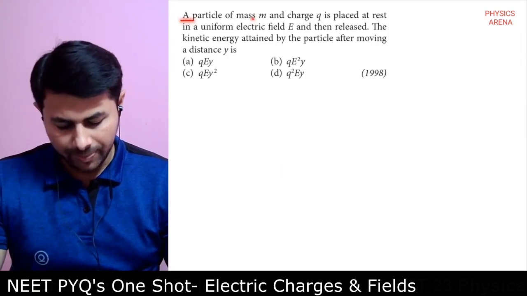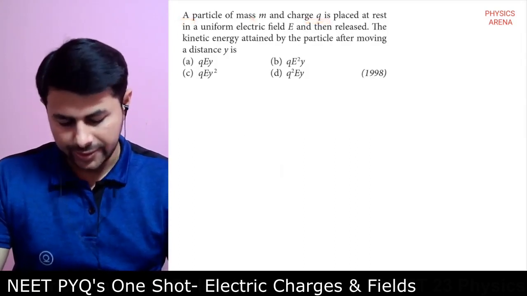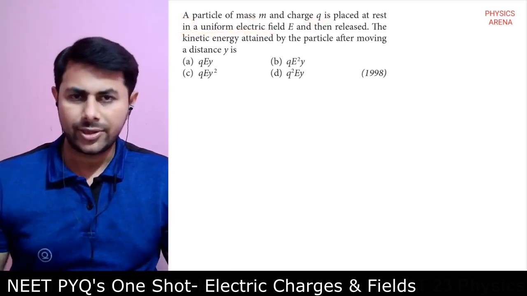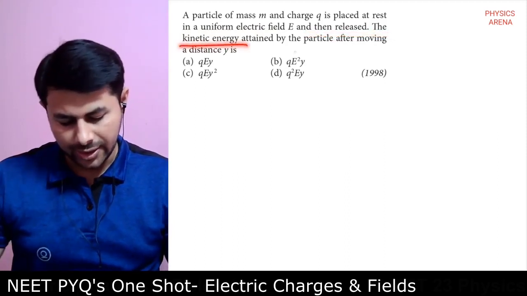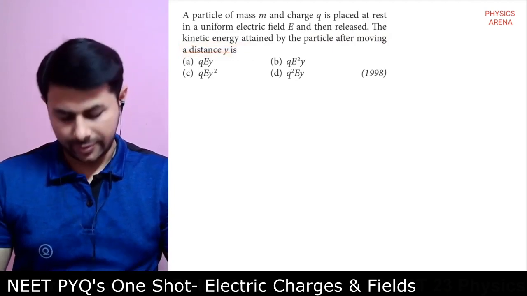A particle of mass m and charge q is placed at rest in uniform electric field E. So the electric field is uniform, not changing, and then released. Then the kinetic energy attained by the particle after moving a distance y is?